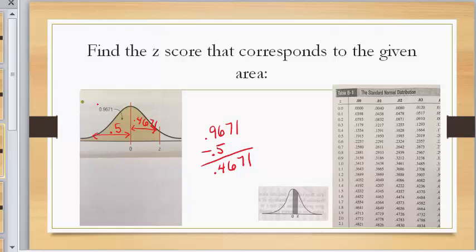Now, the reason that I needed to break it up, remember, is that the table only works for looking up a number from 0 to z. So if I'm going to use my table to look up an area, I have to have this part right here. Okay? So I'm going to now go to my table and I'm going to look for 0.4671.